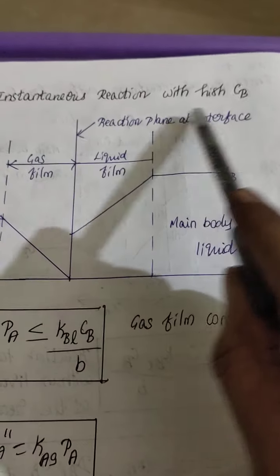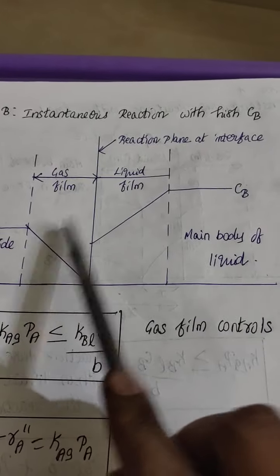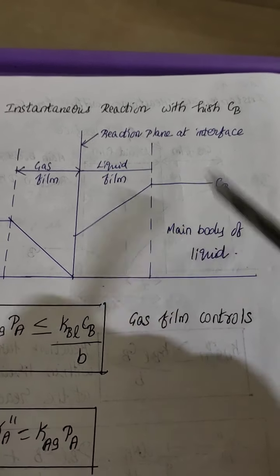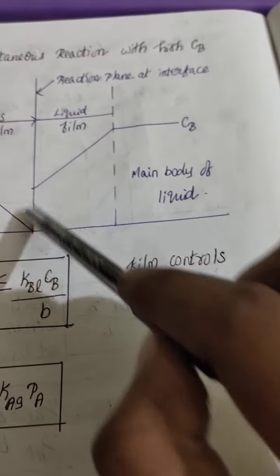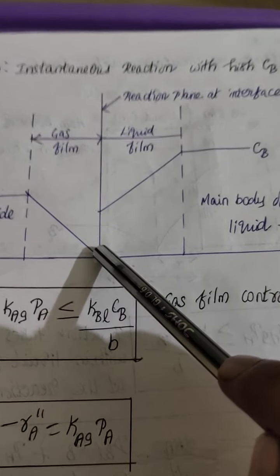Next we are going to see case B, instantaneous reaction with high CB. So we have the same thing here: gas film, liquid film, and this is going to be the main body of the liquid, and this is the gas-liquid boundary which we have seen in case A.